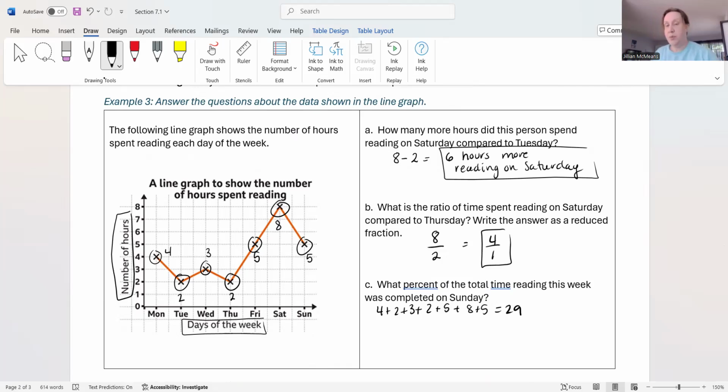And we want to know what percentage of the time was just on Sunday. So the time on Sunday was 5 hours. Okay, that is going to be the amount in our percent problem. The base is going to be the total time spent reading.